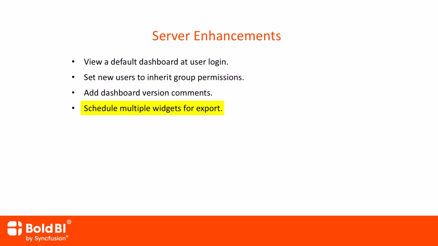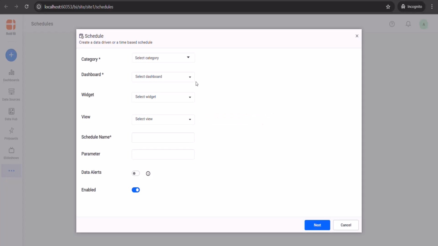Fourth, you can now schedule the simultaneous export of multiple widgets, optimizing export time. First, create a schedule and select the dashboard category and name. Previously, you could select only one widget. Now you can select as many widgets as you like.